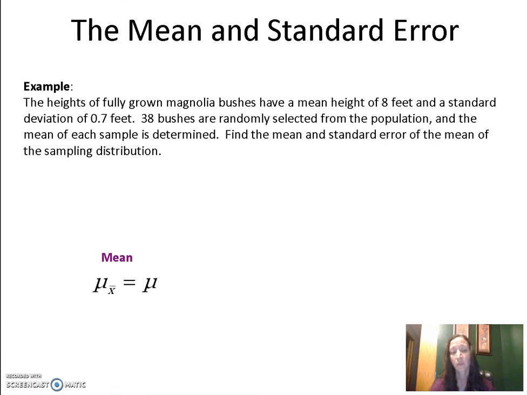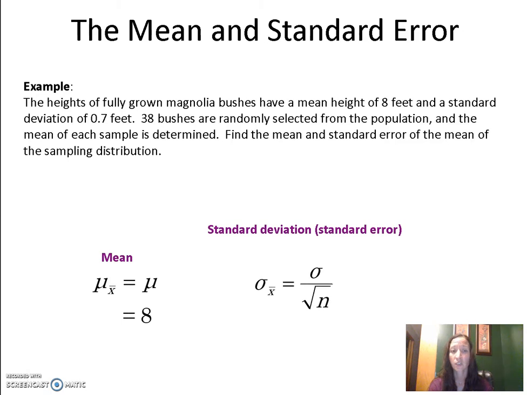So the mean of the population is equal to the mean of the sample mean. So the average of these 38 bushes should be about 8 feet. However, the standard deviation of the sample of 38 bushes is found by taking the standard deviation of the population, 0.7, divided by the square root of n, which is 38, and we get 0.11355499948, which is a little bit more specific than this rounded value here.